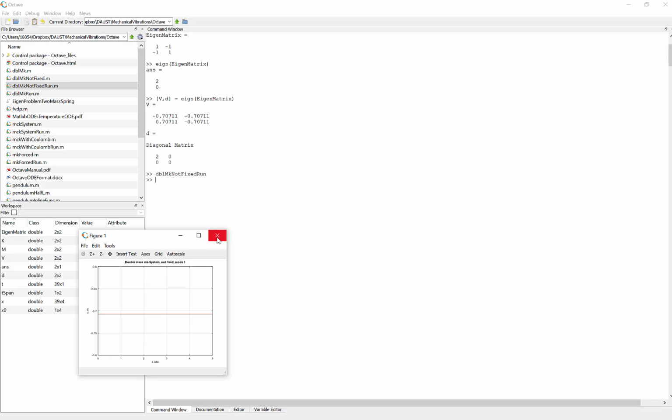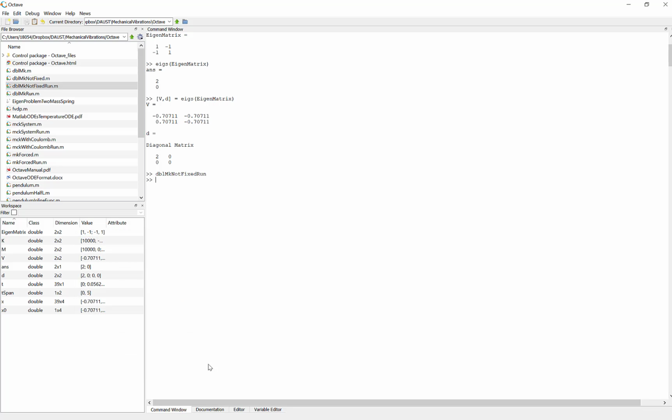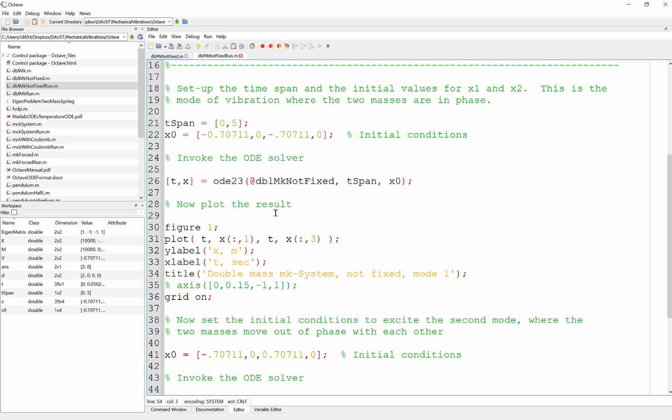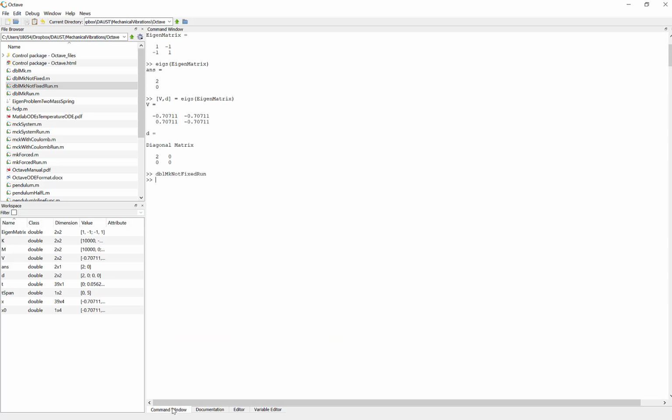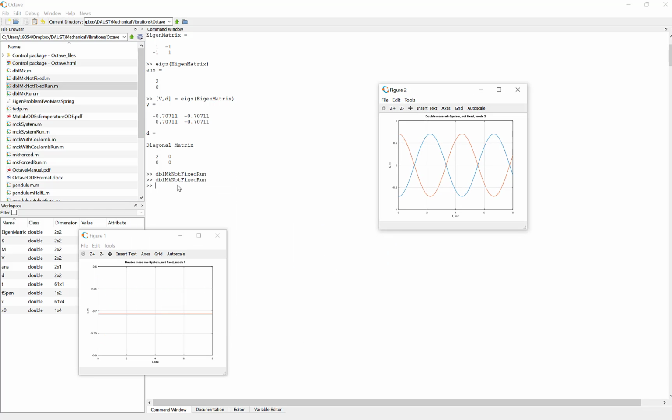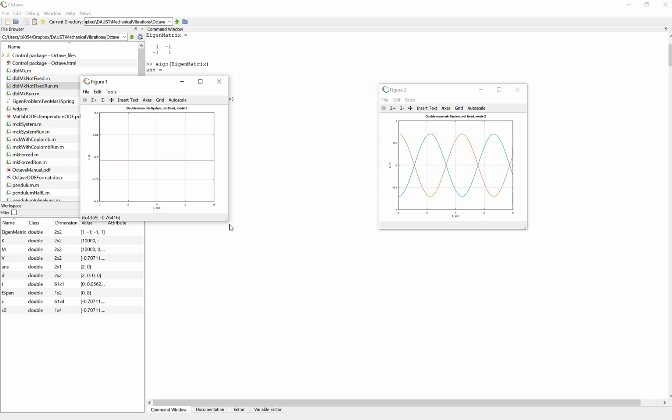So I'll just kill these off right now, and we'll go back to our editor. We'll change our runtime to 8. Okay, and then we'll run it again. So we go back to the command window. We run it again. And there we go. So let's take a look at these. This is the second mode. This is the first mode. Let me blow them up a little bit so that we can look at them.